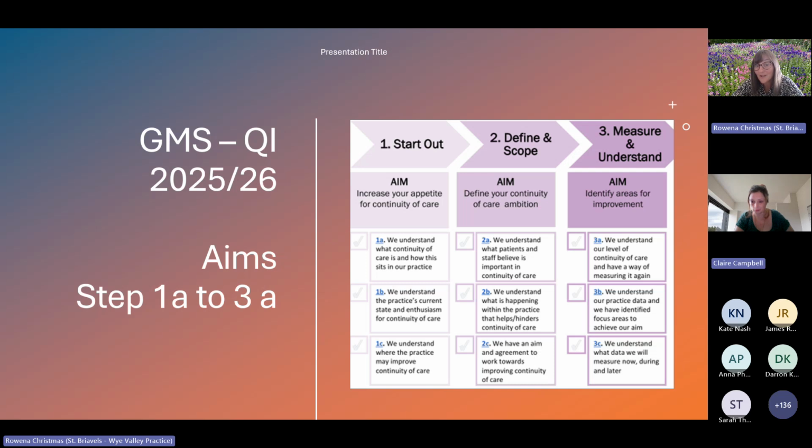We need a baseline measurement. We need to identify focus areas to achieve our continuity of care aims for this year, and then understand what data we'll need to measure now, during the process, and then later.